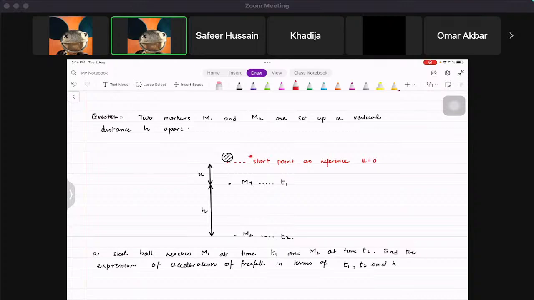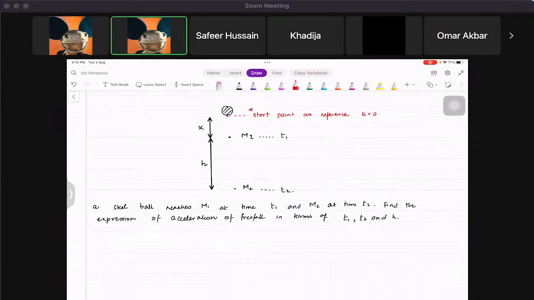Okay. Now for this question, there are going to be 2 equations actually. So for the first one, we're going to write SUVAT. The distance it falls was x, the initial velocity was 0, final is not known. We're doing it for M1, so at M1 we don't know the velocity. Acceleration is g, and time is T1. Is it clear, everybody?